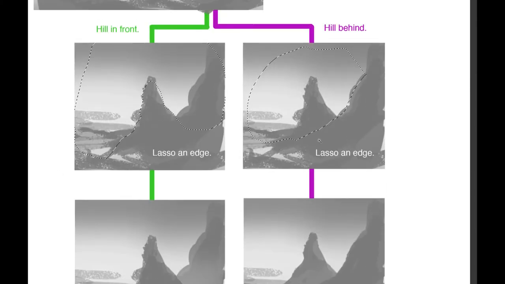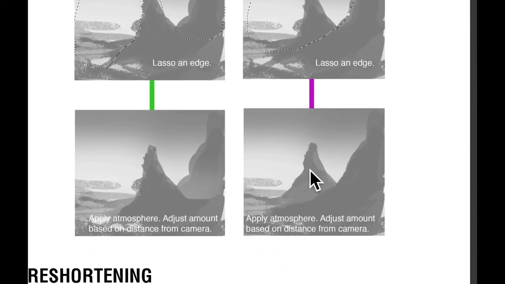Likewise, if I want to push the hill back, I'll draw the edge of the hill that's closer to us and then apply atmosphere to it there. And so you see, because we have bolder contrast close and we've got lighter contrast far away, it gives the illusion that this is closer to us than this.